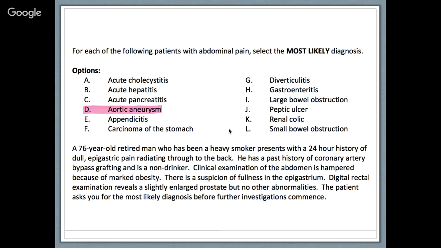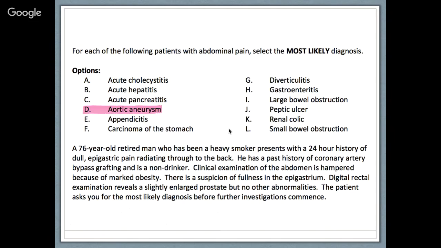He's a non-drinker, so it sounds like they're trying to move you away from pancreatitis into something more vascular. Now, the suspicion of fullness in the epigastrium, if you've ever felt a AAA, it's quite large. The reason why this is a bit strange, firstly, is that I don't know why a AAA would come on with acute pain if it's not ruptured and they're not hypertensive. What changed, if it's been there chronically, why is it becoming painful right now? That's the question I'm asking myself.